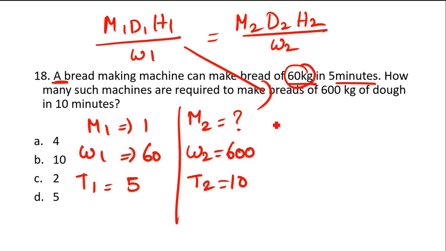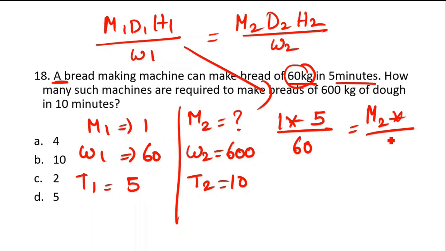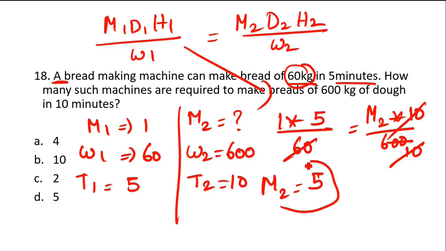So apply the formula: M1 is 1 and the time is 5. Work done is 60. M2 is here. Work done is 600 units and T2 is nothing but 10. 60 and 60, 10 and 10 will get cancelled off. M2 is nothing but 5. You need how many machines? You need 5 machines to answer the question.